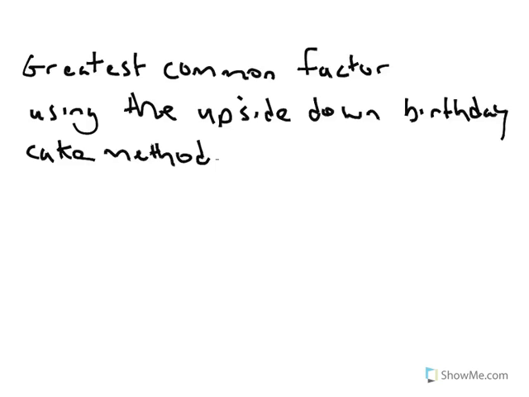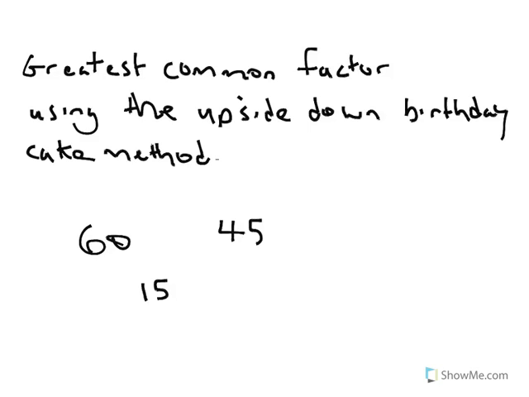So what we're going to talk about right now is the greatest common factor and how to figure that out using the upside down birthday cake method. And just to review, the greatest common factor is the biggest number that goes into two different numbers. So for example, if we have 60 and 45, the greatest common factor is actually going to be 15, because 15 divides into 60 and 15 divides into 45, and 15 is the biggest number that divides into both.